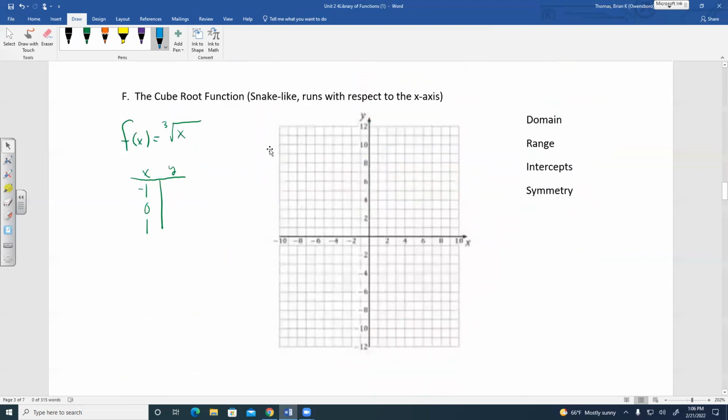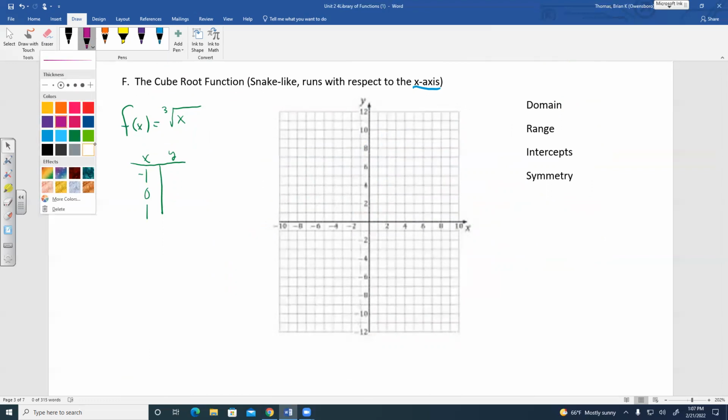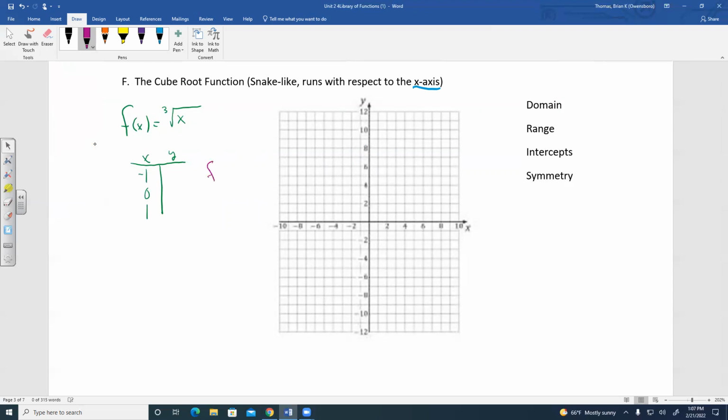The cube root function is also going to be snake-like. So it kind of looks like the cube function, but the cube root function is going to run more along the x-axis. As I graph this, if I just pick some ordered pairs, -1, 0, 1, those are our main ones. I can evaluate f of -1 rather easily. The cube root of -1 is actually going to be -1, because -1 times -1 times -1 is -1.